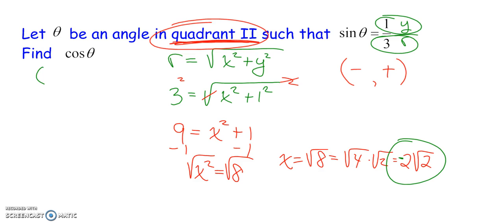So when I go to answer here, cosine theta, the common mistake is to write 2 radical 2 over 3, but this is actually an incorrect answer because you need that negative sign. This negative right here is probably the most common mistake on any quiz or test that you're going to take this chapter, paying attention to what quadrant you're in and the sign of cosine.